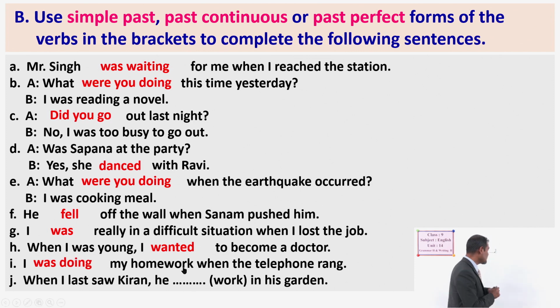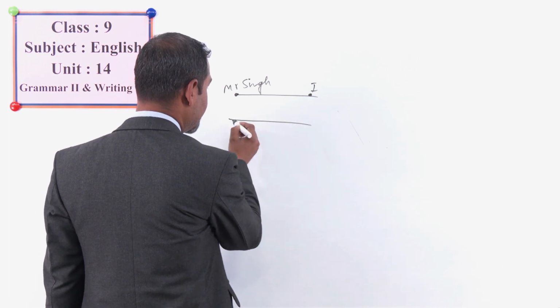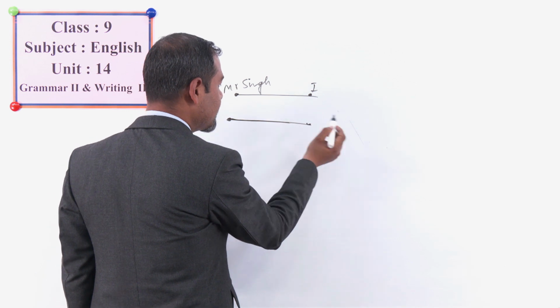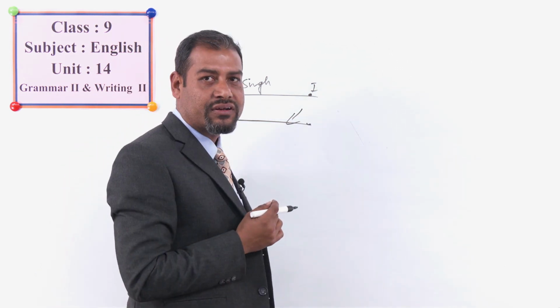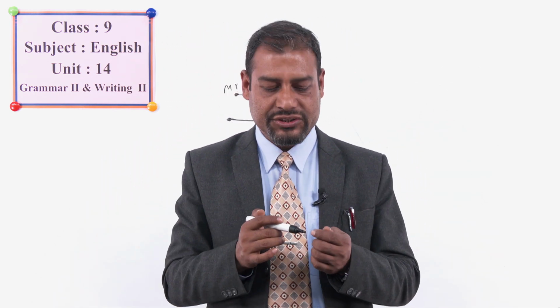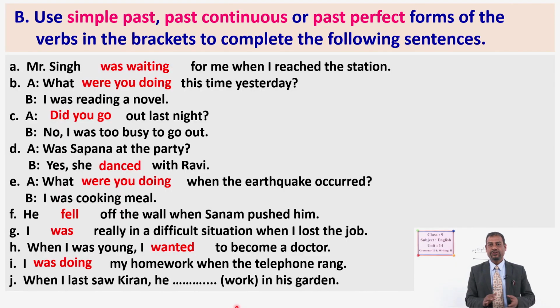See, the action of doing homework was going on. It had already started and was going on, in this type of case. And while doing it, at the same time, the telephone rang. Another action took place. This is where you have to use past continuous tense. Dear students, we have the last sentence here now: when I last saw Kiran, he, with the verb in brackets being walk, in his garden. So can you guess, can you tell me, what is the correct form of the verb here?